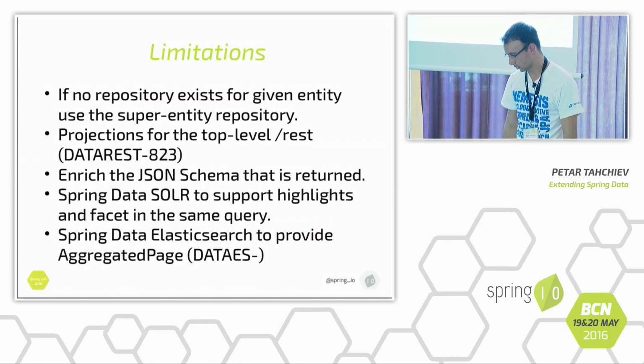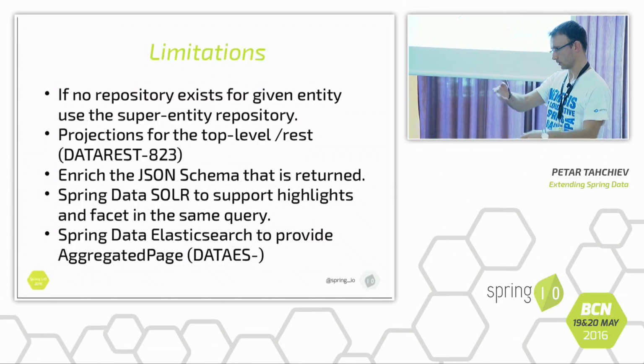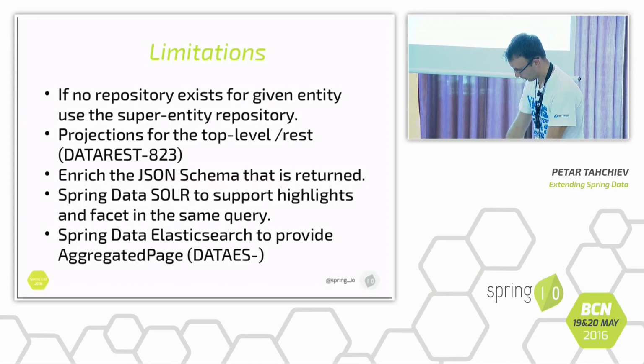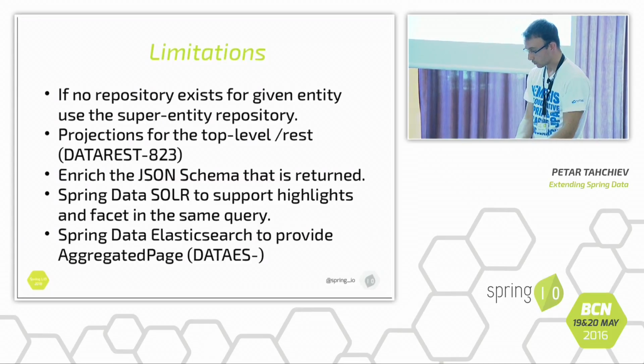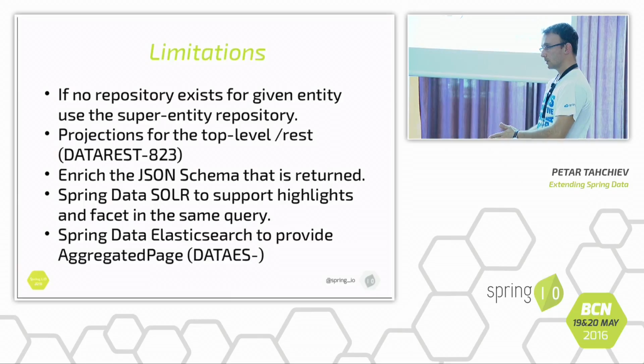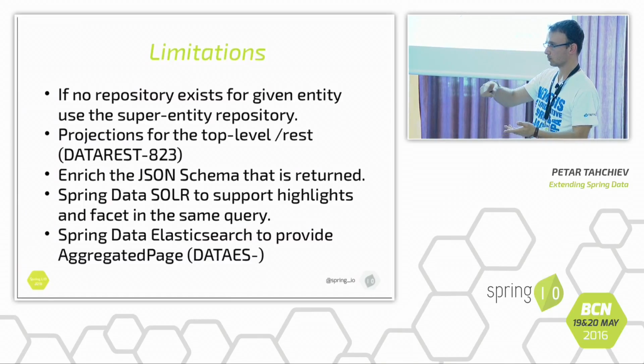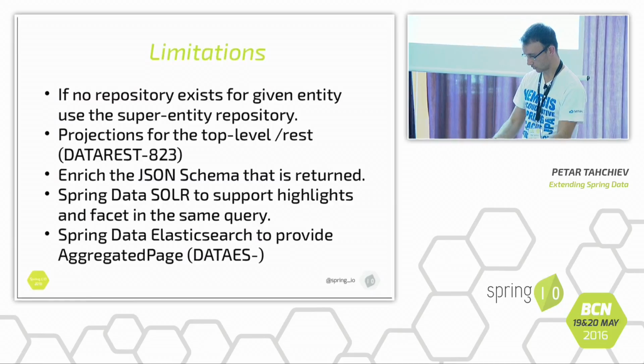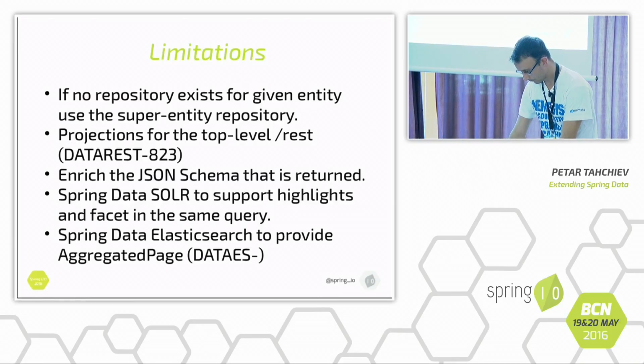The projections for the top-level REST, like I told you, when you go to /REST and ask for a projection, this is DATAREST-823. The way to enrich the JSON schema: the JSON schema provides everything except for the fact of under which tab a property should go. So I wanted to inject this, but I couldn't. So there is no way to enrich the JSON schema at this point.